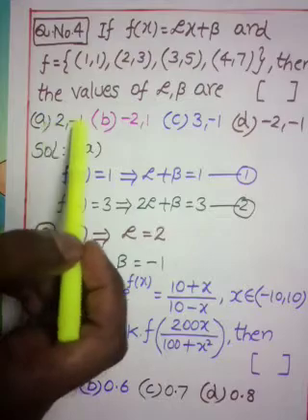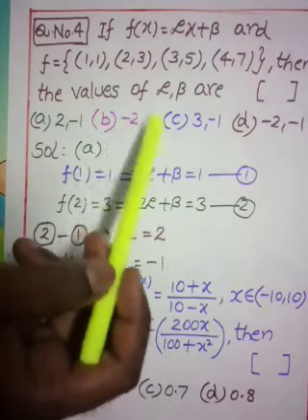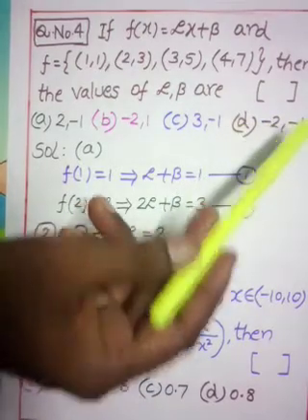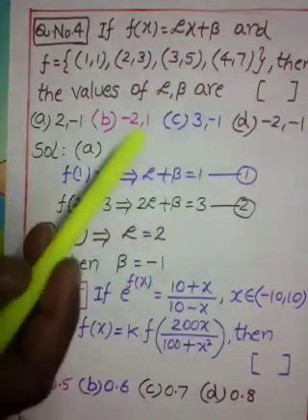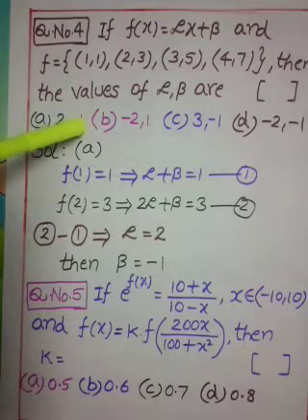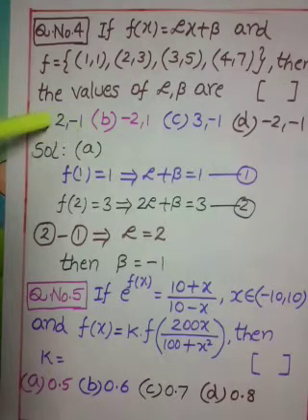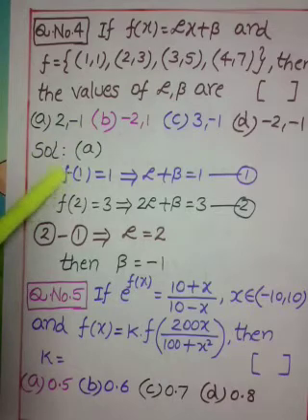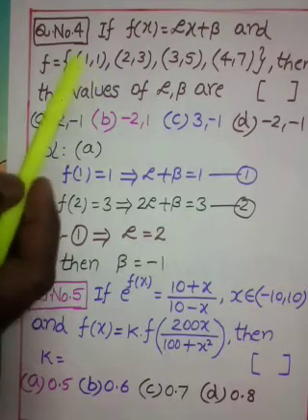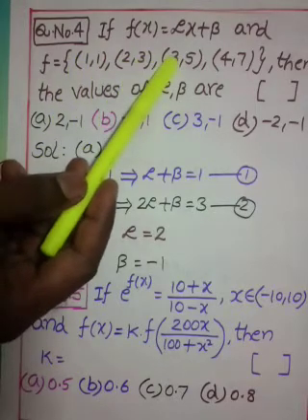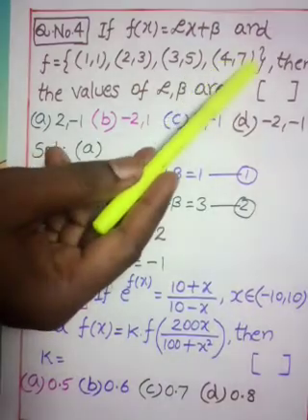First option 2 comma minus 1, second option minus 2 comma 1, third option 3 comma minus 1, and fourth option minus 2 comma minus 1. Okay, my dear children, out of these four options, the first option is correct, that is 2 comma minus 1, meaning alpha value is 2 and beta value is minus 1. Let us see how. See the explanation. Here the image of 1 is 1, the image of 2 is 3, the image of 3 is 5, the image of 4 is 7.